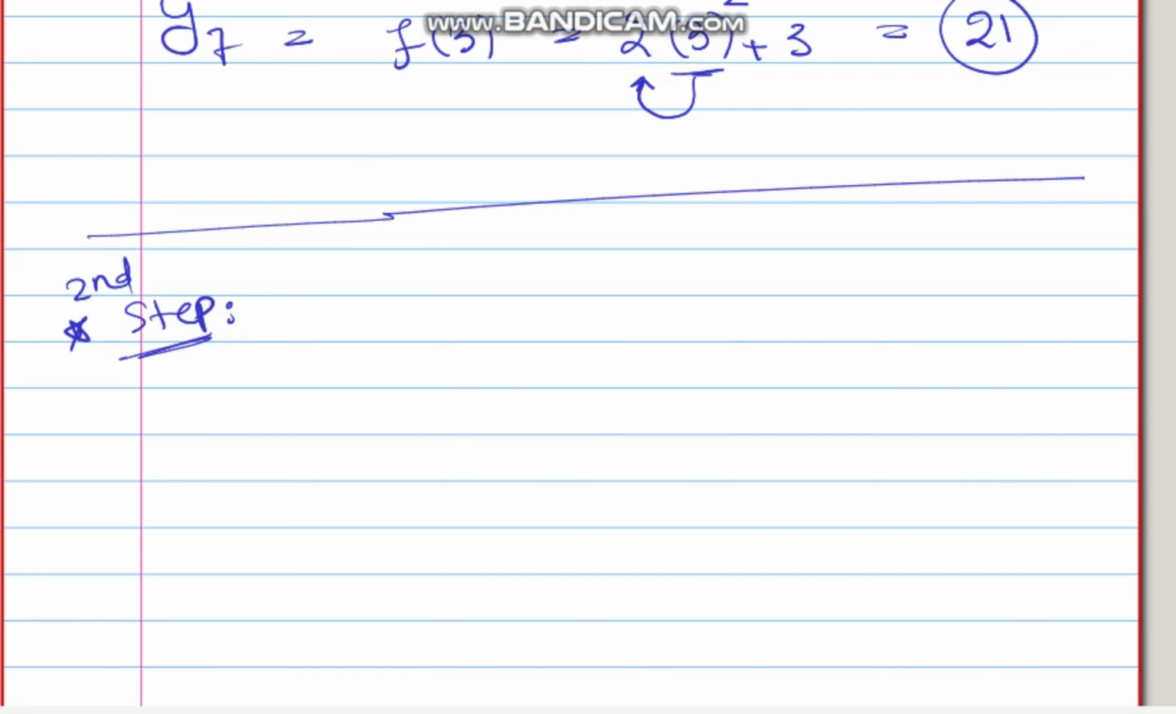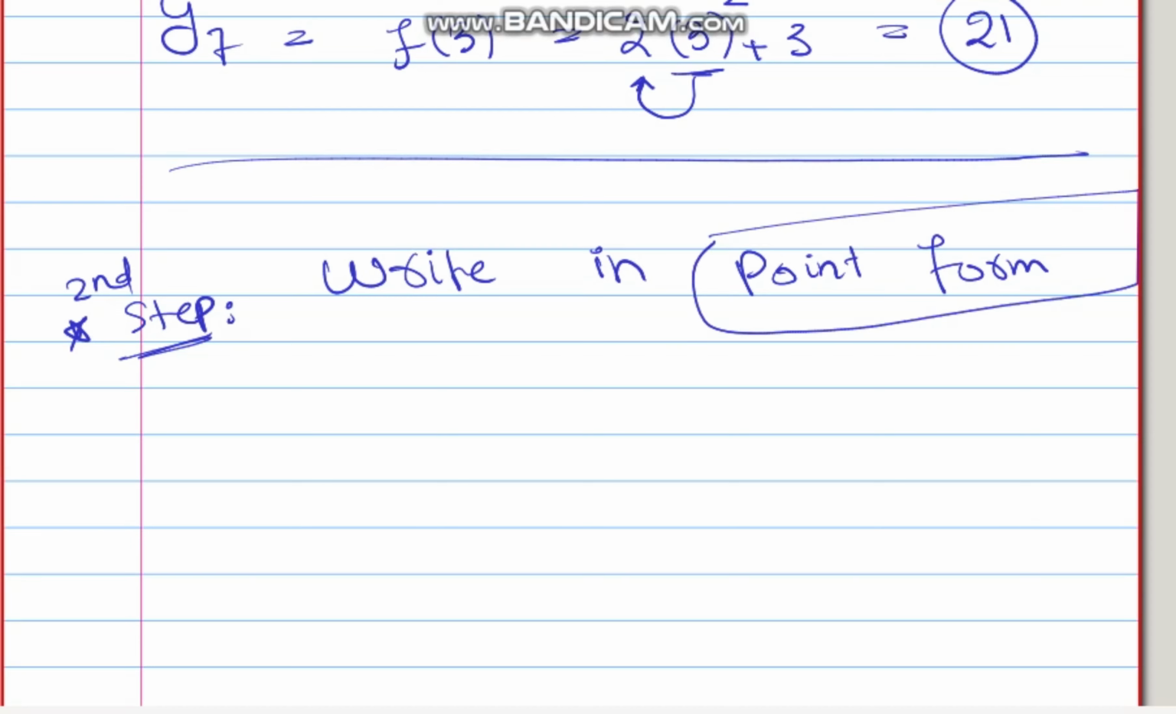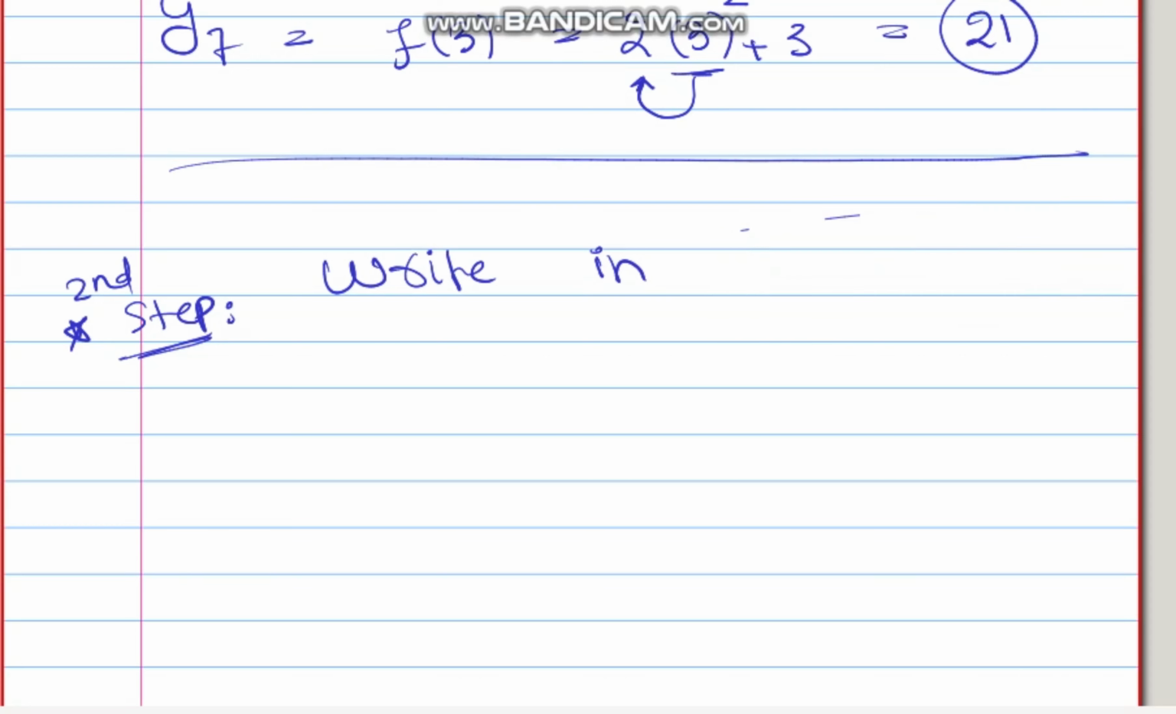Second step is what? Let me rub this line, and I will draw a clear line. Second step is to write in point form. How can you write these things in point form? Point form is basically nothing but a bracket. Write input and output combined in a bracket. Write in point form.